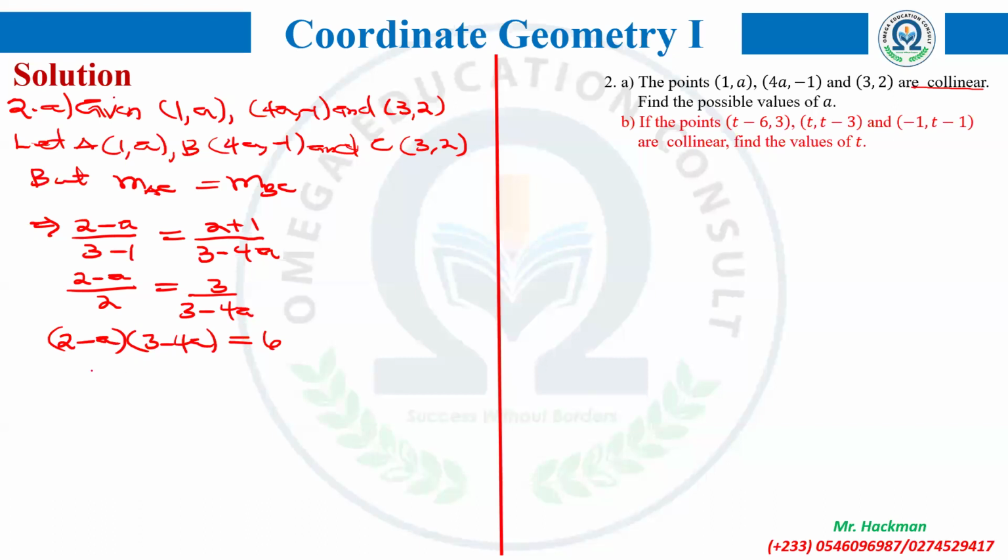Okay, so at this point, we need to expand the left side. So it will be 2 times 3, which will give us 6. 2 times minus 4a will give us minus 8a. Minus a times 3 will give us minus 3a. Minus a times minus 4a will give us plus 4a squared. Is my point well made?